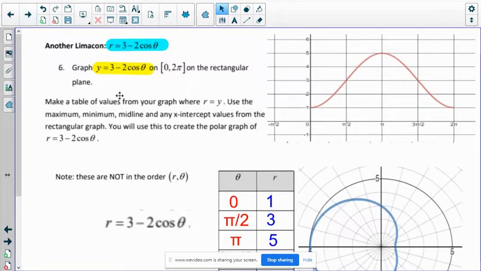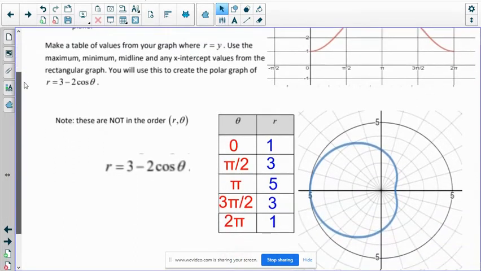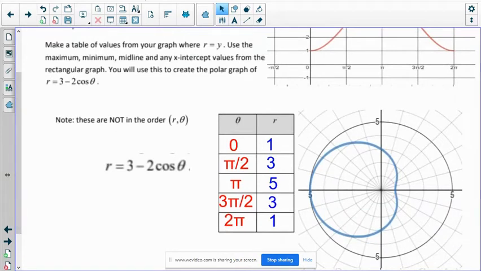Okay, so now we have a 3 and a 2. We've switched it. Okay, now I have a cosine graph, so it should be symmetrical along the polar axis. And the same thing can apply. I can make a table of values. Now, what happened to the loop?